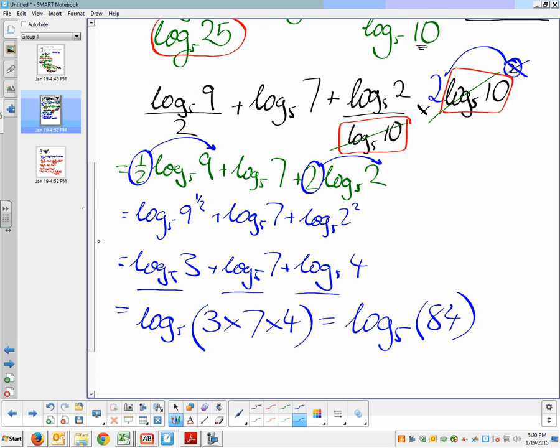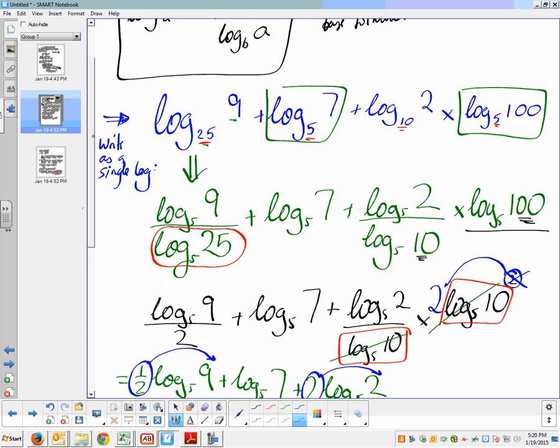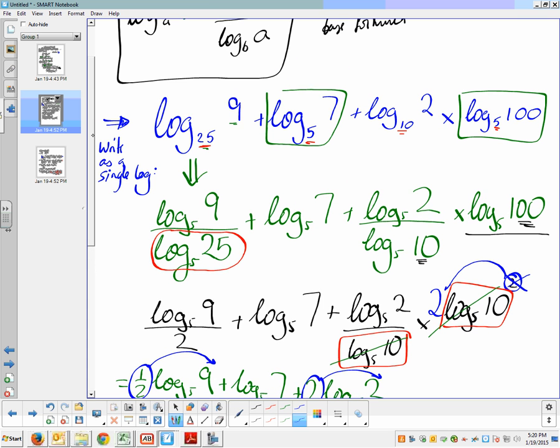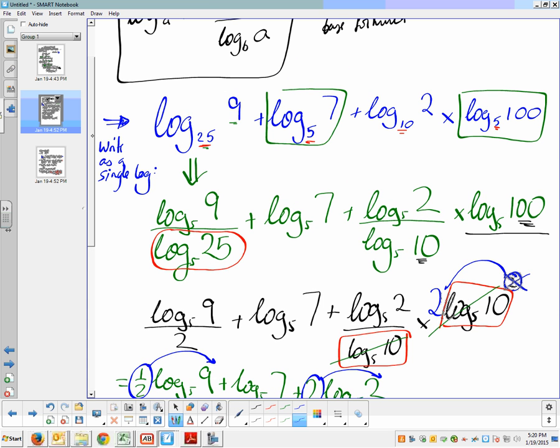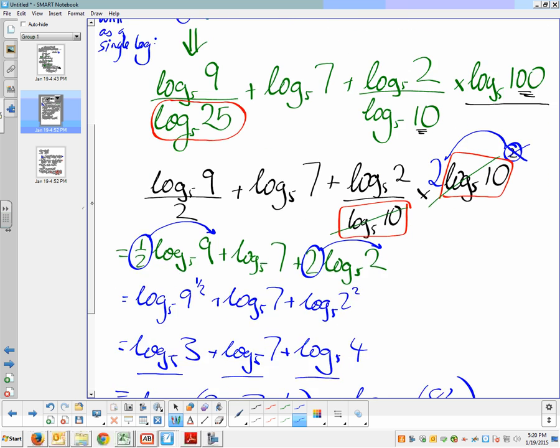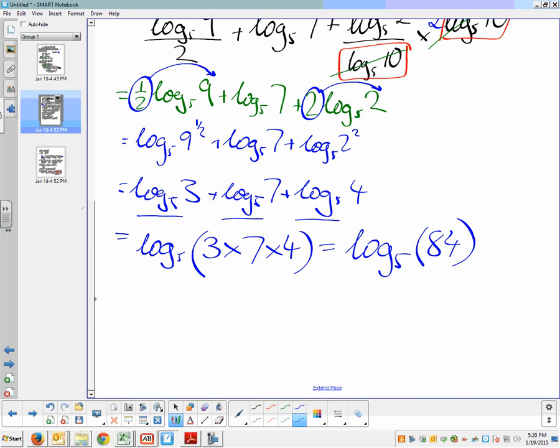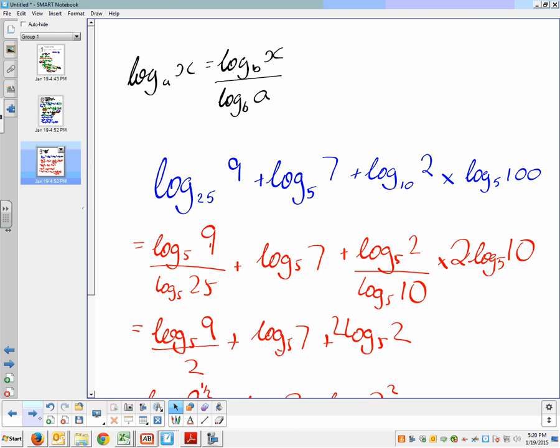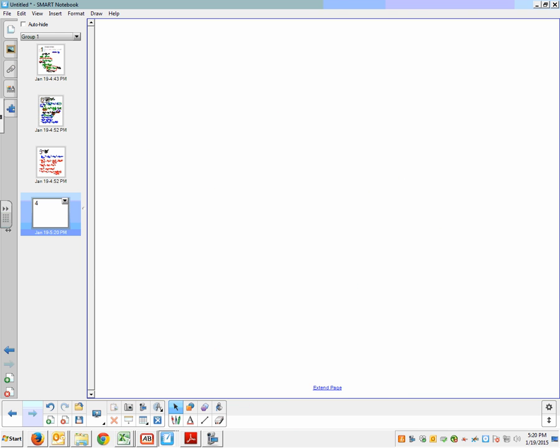So we've gone from something that looks quite horrible, log base 25 of 9 plus log base 5 of 7 plus log base 10 of 2 times log base 5 of 100, to something that's actually much easier to calculate. And if I wanted to, I could tap that into my calculator and get it as a decimal, log base 5 of 84.